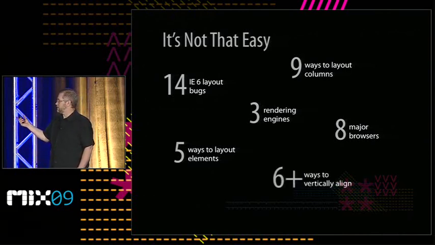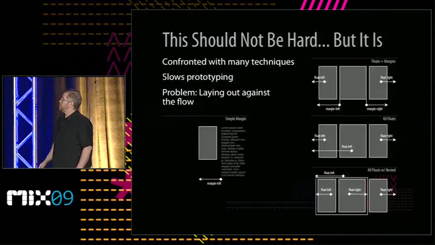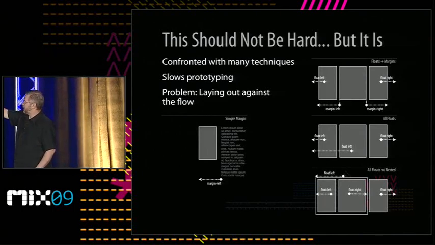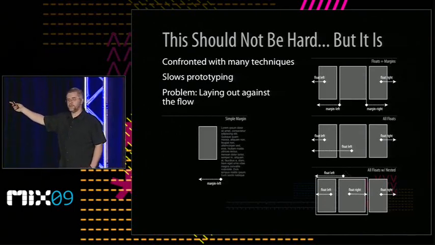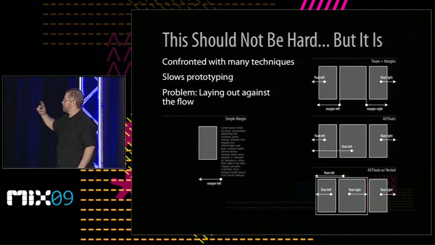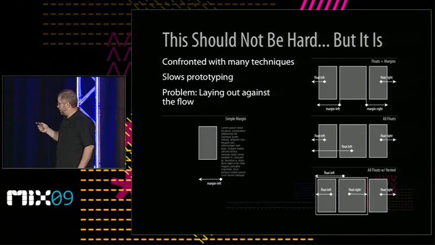There's at least 6+ ways to vertically align something, and vertical alignment actually turns out to be a lot harder than it should be, especially with block elements. Here's an example of just doing a column layout. The one on the left with the text is just a simple 2-column form, and you can use this in your prototyping, but I'll try to show you a little bit better way in a minute.